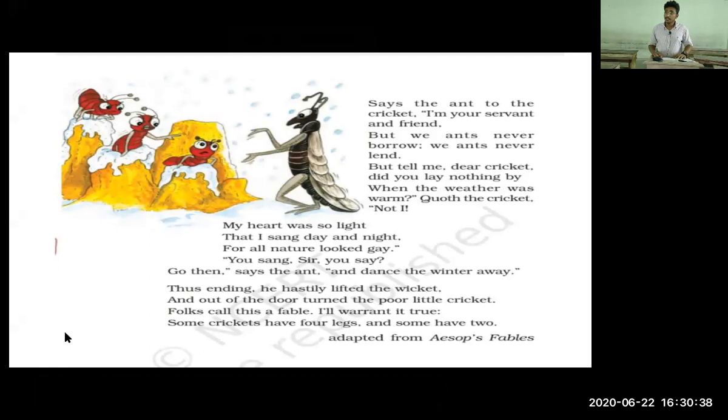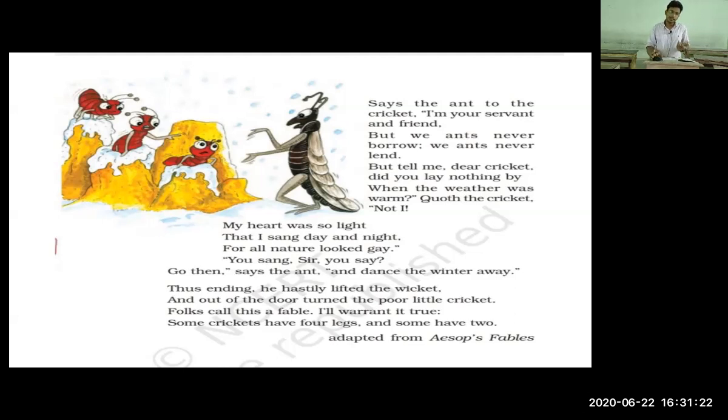Says the ant to the cricket, I'm your servant and friend, but we ants never borrow, we ants never lend. But tell me, dear cricket, did you lay nothing by when the weather was warm? Quoth the cricket, not I. My heart was so light that I sang day and night, for all nature looked gay. You sang, sir, you say? Go then, says the ant, and dance the winter away. Thus ending, he hastily lifted the wickets, and out of the door turned the poor little crickets. Folks call this a fable. I'll warrant it true. Some crickets have four legs and some have two.